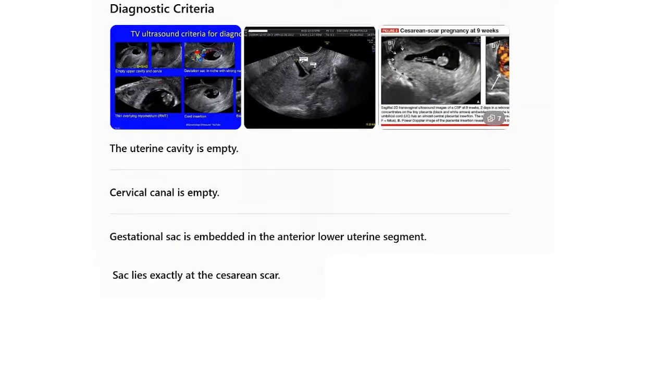So now, the diagnostic criteria. The uterine cavity is empty. The cervical canal is empty. The gestational sac is embedded in the anterior lower uterine segment. The sac lies exactly at the cesarean scar.